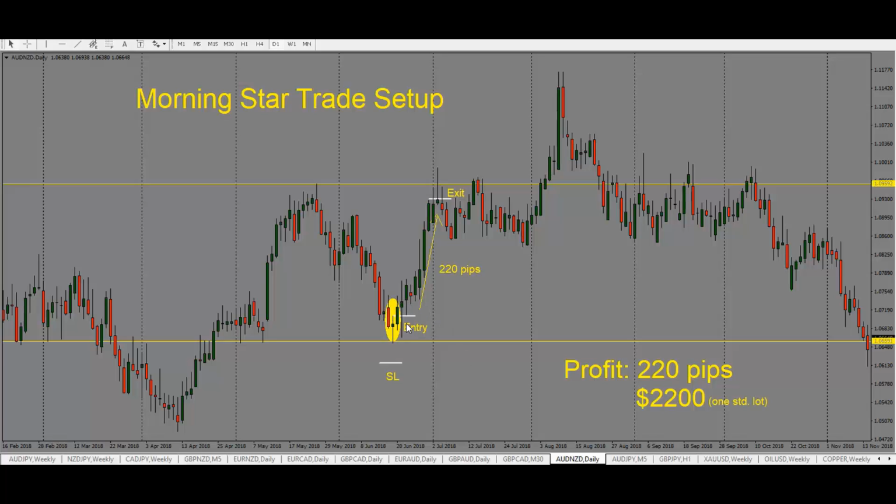So once we see the setup, we enter the trade long, and we stay with the trade as long as price is moving higher. When we come into the next support and resistance level, we see a large pin bar here. So this is a good place for us to exit the trade because now we have a reversal signal in the opposite direction. So good time to exit the trade. Entry to exit here, we get 220 pips in our trade. So our profit is 220 pips or $2,200 if trading one standard lot.